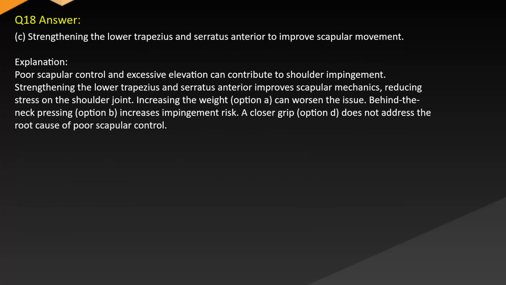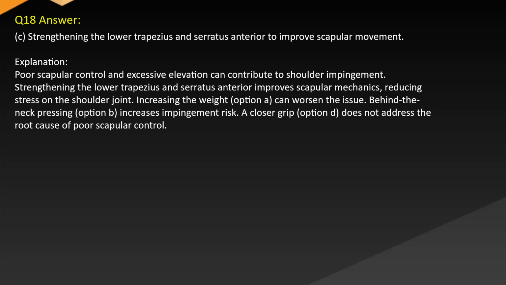Answer: C. Strengthening the lower trapezius and serratus anterior to improve scapular movement. Explanation: poor scapular control and excessive elevation can contribute to shoulder impingement. Strengthening the lower trapezius and serratus anterior improves scapular mechanics, reducing stress on the shoulder joint. Increasing the weight, option A, can worsen the issue.